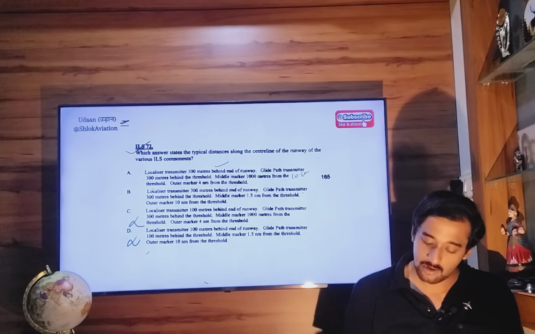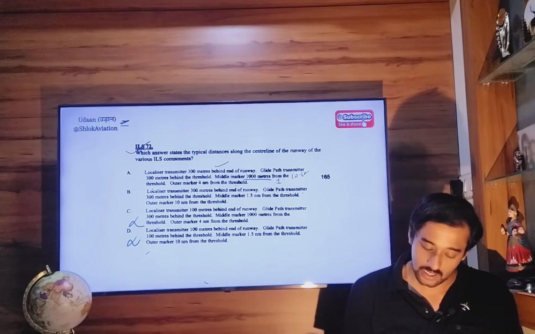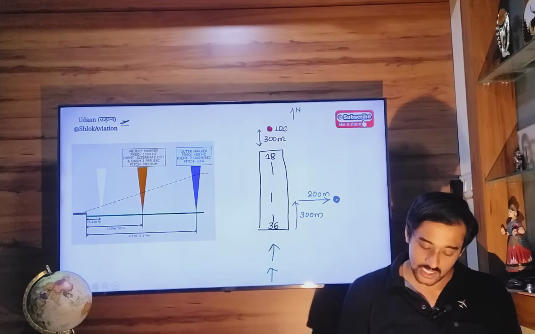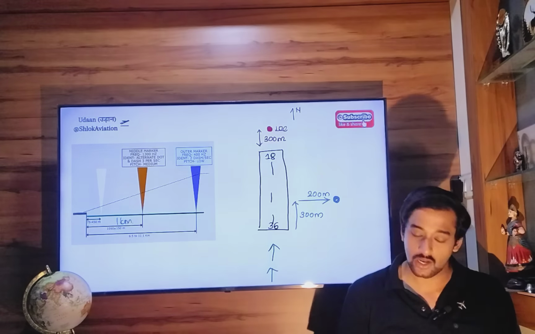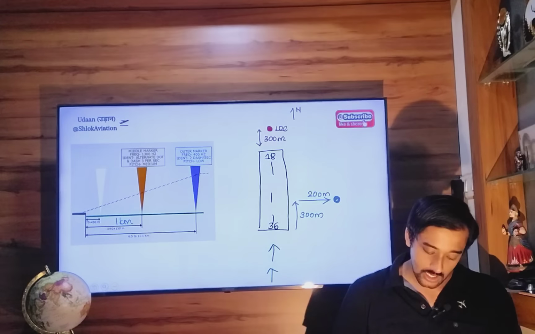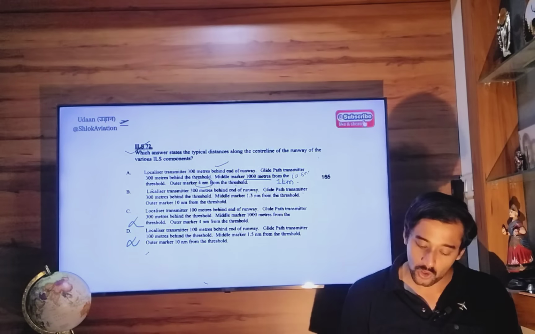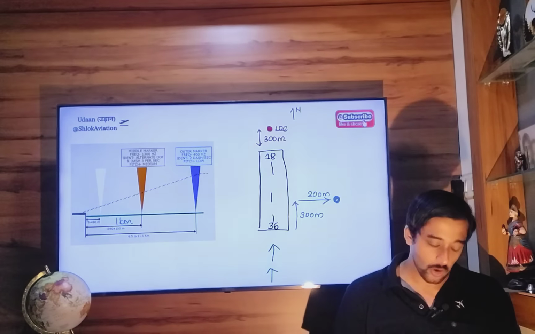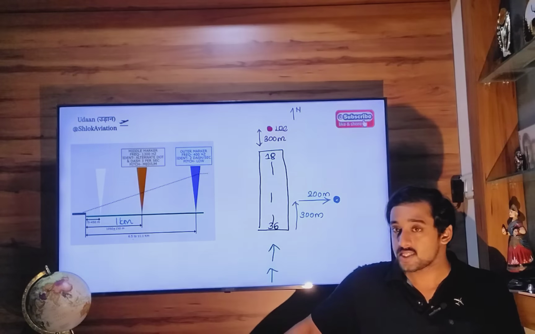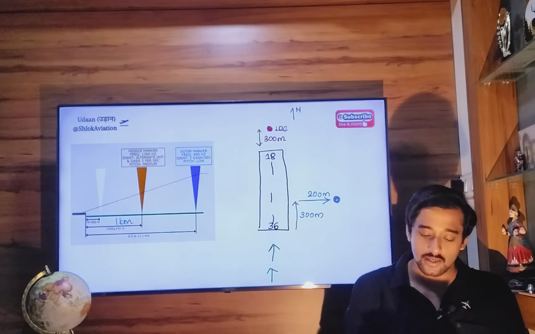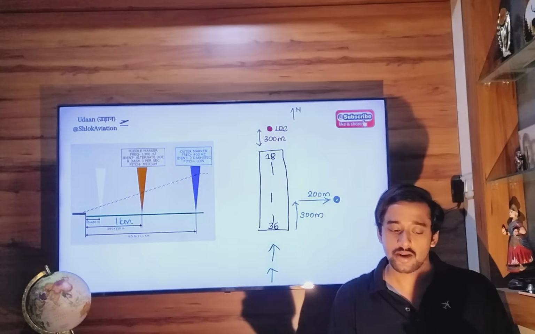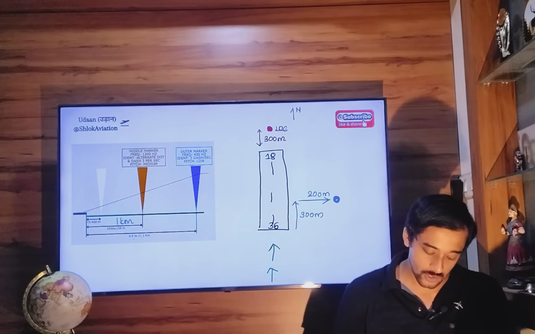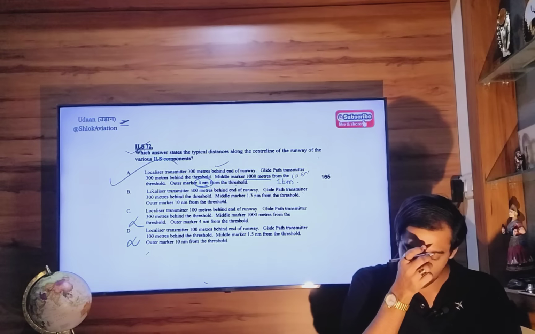Now here they say middle marker is 1 kilometer from the threshold. So this is right. 1000 meters is 1 kilometer. Outer marker 4 nautical miles. So 6.5 kilometers is equal to how many nautical miles? 6.5 divided by 1.85 is approximately 3.5 nautical miles. So option A will be the right option.